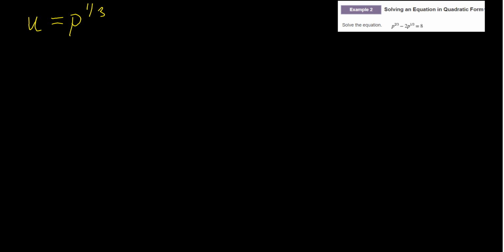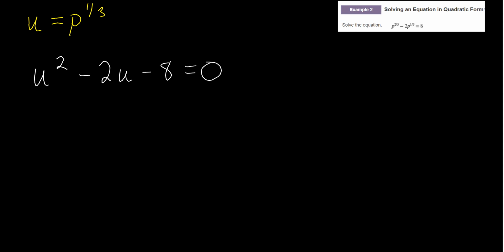Now I'm going to rewrite this equation. I'm going to pull the 8 to the left side, from over here to over here. So we're going to end up with u squared, I lost my train of thought here, u squared minus 2u minus 8 is equal to 0.